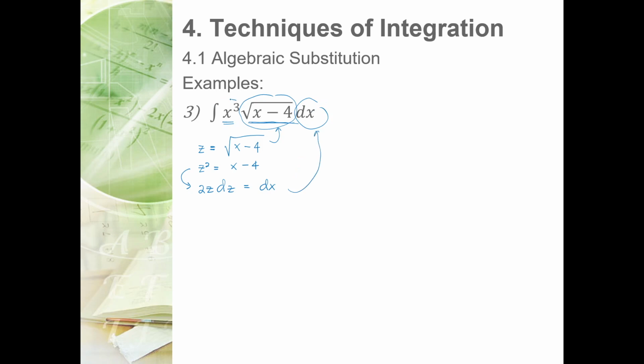So how about your x cubed? Of course, we can isolate this one here. So z squared plus 4 is equal to x. So your x variable can be represented by this one. We have x cubed, right? That is replaced with the z variable. So substituting, the first term is the x term here, so z squared plus 4, and then cubed, times the square root of x minus 4, that's the z variable. Then dx is 2z dz.